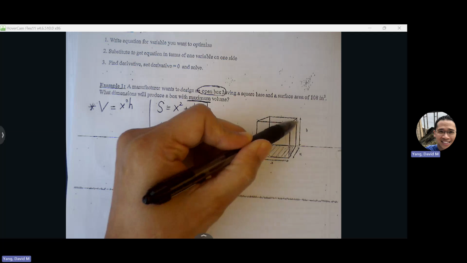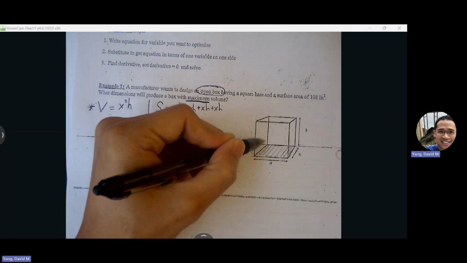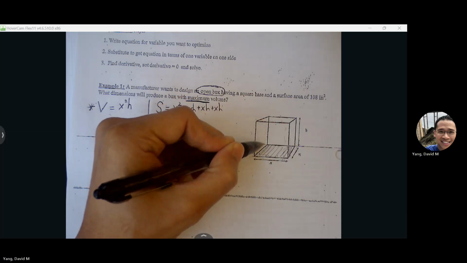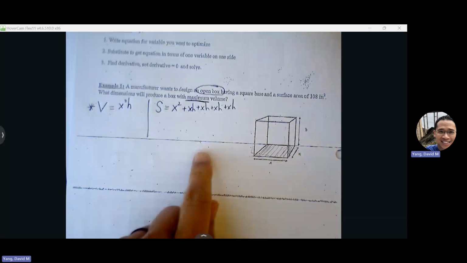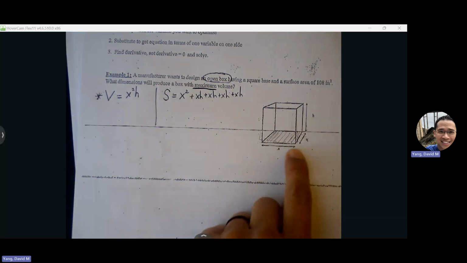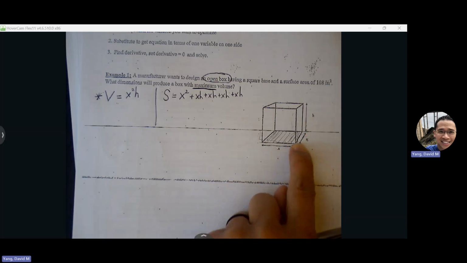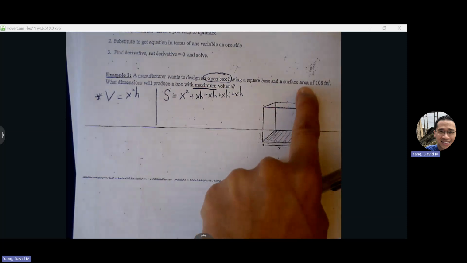X times H. Okay. And then finally, there's another vertical side, and this last side is what? XH. Yeah. So as you build it, you're not going to try to memorize it because every base and width may have a different relationship, but we just have to understand, okay, how many surfaces are there?